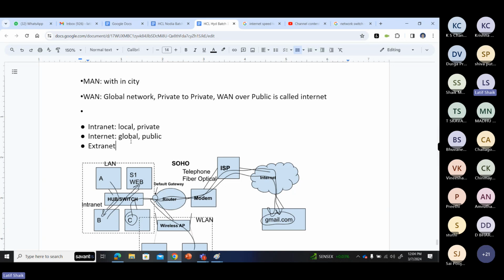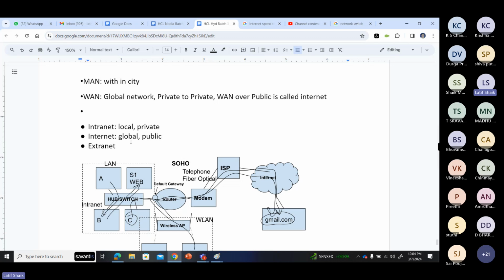I open a website, I open YouTube, I open Facebook. How am I able to communicate? The Facebook server is not here, the YouTube server is not in my network. Somewhere globally it is located. It is not in my home, not in my private network. But how can I access it? Over the internet. Without the internet, we can't communicate.